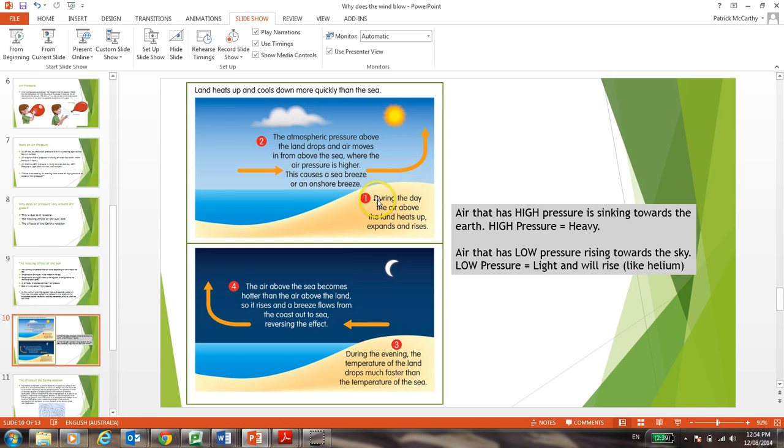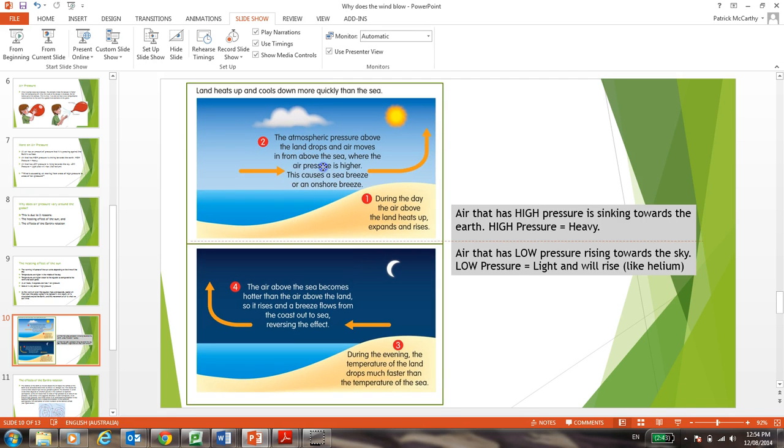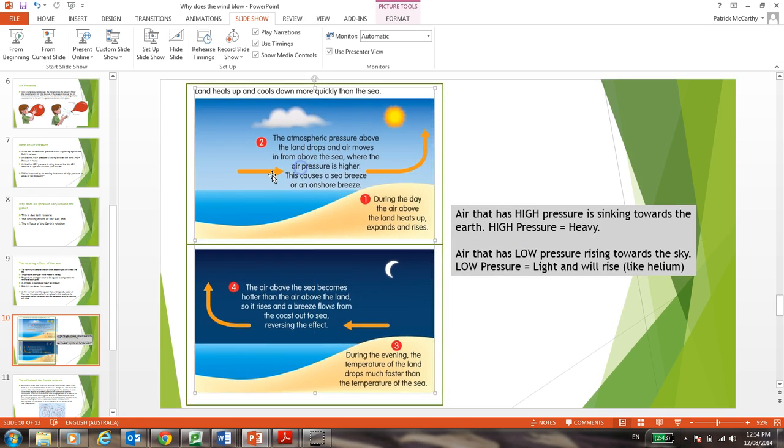So the sun is going to heat the land up more than it is the ocean. So the air above the land is going to rise, which creates a gap to fill, which the air above the ocean comes in to fill. That's creating a wind in this direction, which is coming from the ocean onto the shore, which we call a sea breeze or an onshore breeze. And that's happening during the day. Now let's have a look at what happens during the night.